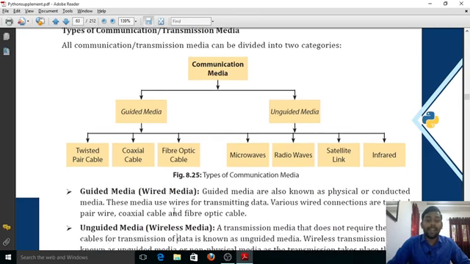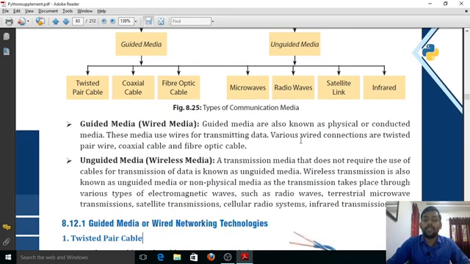So about guided media or wired media, guided media is also known as physical or conducted media, right? That means between the sender and the receiver, these are the two ends, the sender end and the receiver end, or source and destination. That's the best terminology. So between the sender and the receiver, we will have a physical connection with the help of cables. Yes, that is what guided media or wired media is. These media use wires for transmitting data, and the various cables or wires used in guided media are twisted pair, TP, coax cable or coax simply, and optical fiber cable.